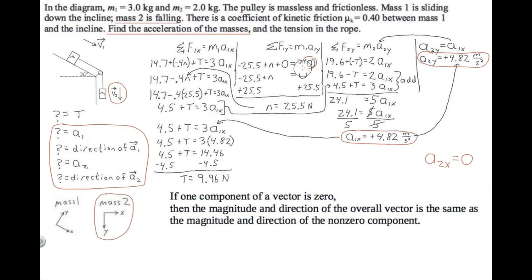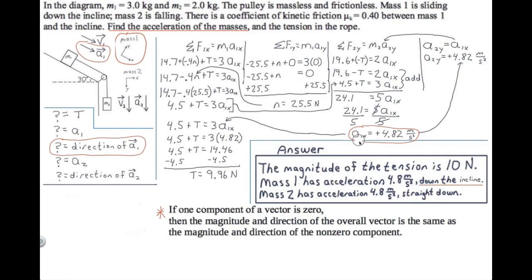We've determined that a sub 1y equals 0, and because mass 2 is motionless in the x component, a sub 2x also equals 0. So, we can use this rule. A sub 1x is positive. The positive x direction for mass 1 is parallel to and down the incline. So the direction of a sub 1 is down the incline, as I've drawn here.